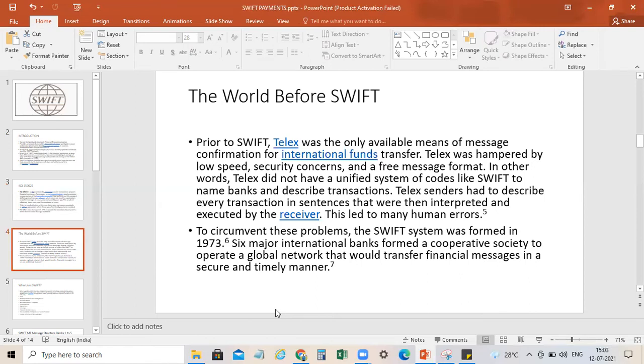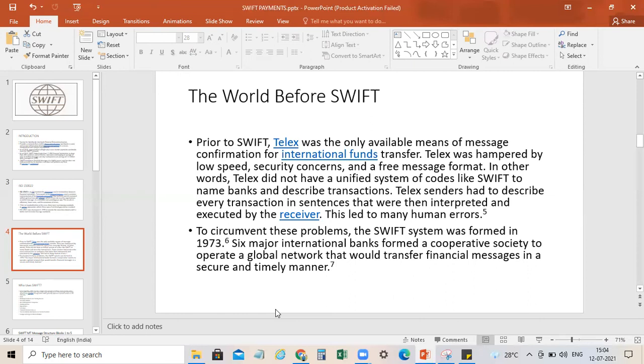So we need to understand how the world was doing transactions before SWIFT evolved, right? Prior to SWIFT, telex was the only available means of message confirmation for international funds transfer. Telex was hampered by low speed, security concerns, and a free message format, which is overcome by SWIFT. SWIFT provides all those areas: speed, security, and the free message formats. In other words, telex did not have a unified system of codes like SWIFT to name the banks and describe the transactions. So right now in SWIFT, we have SWIFT codes for each participant bank.